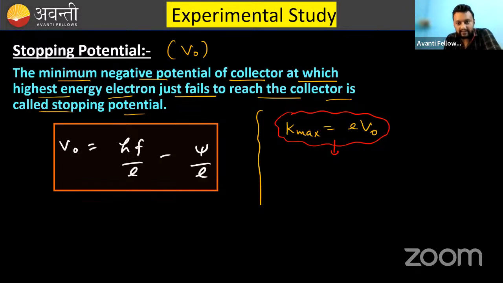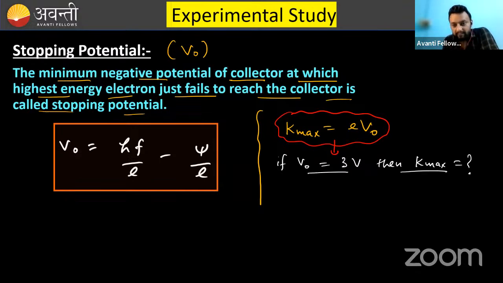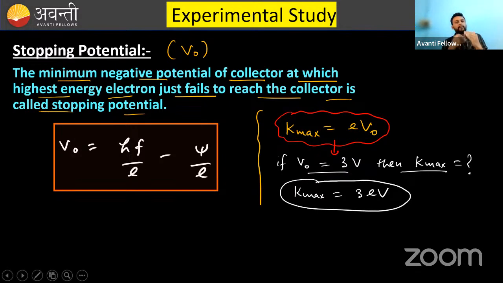Remember everything. If I say stopping potential is 3 volt, then find K max. This is a very common question. What you should do, K max will be 3 electron volt, nothing else. Just place e in front of stopping potential and it will become K max. If V naught is 3 volt, then K max will be 3 electron volt. If V naught is 5 volt, then K max will be 5 electron volt.